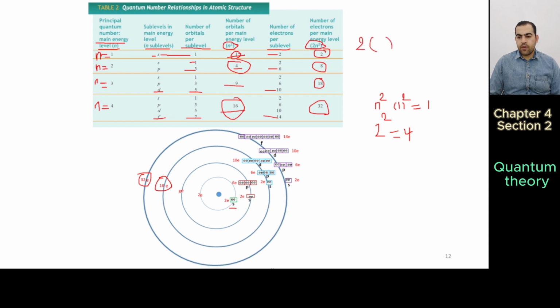Instead of n, we write the level number. For the second energy level, how many electrons can it hold? 2 squared equals 4. 4 times 2 equals 8. So 8 is the number of electrons in the second energy level when n equals 2. Okay, this is the table, and by this diagram you can understand.